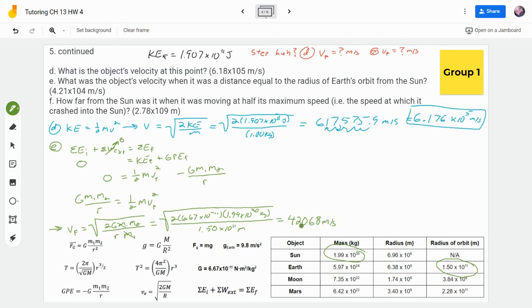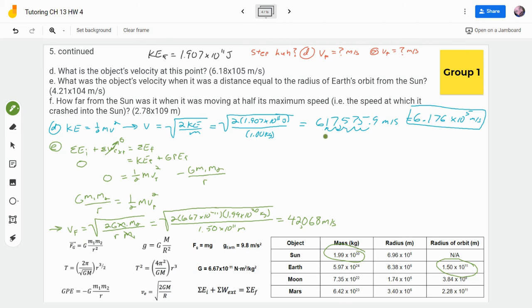Okay, so let me put the comma back in. So, 42,068 meters per second. Okay. So that's fast, 42,000 meters per second is 84,000 miles per hour. It's fast, but notice it's not as fast as the other number, the one we just got for part D.